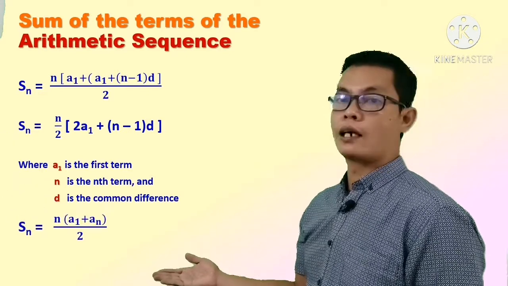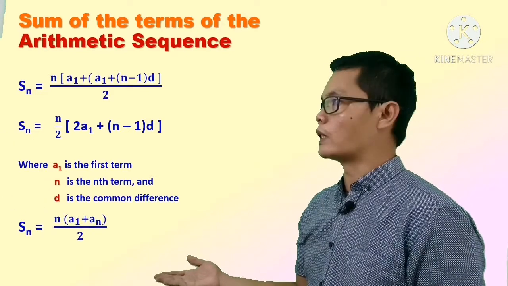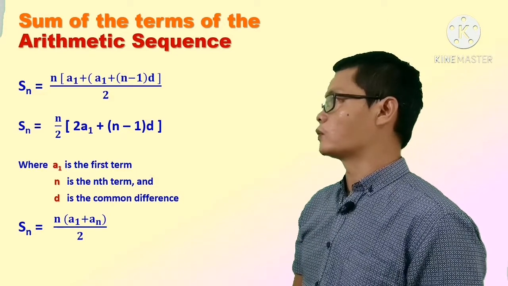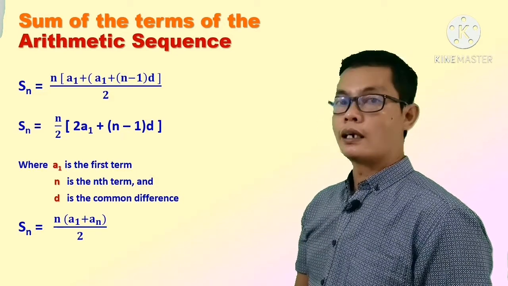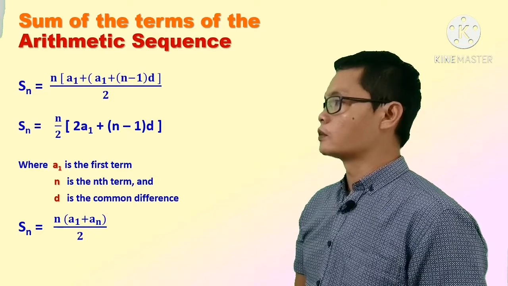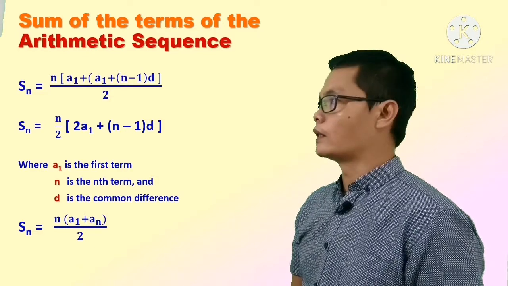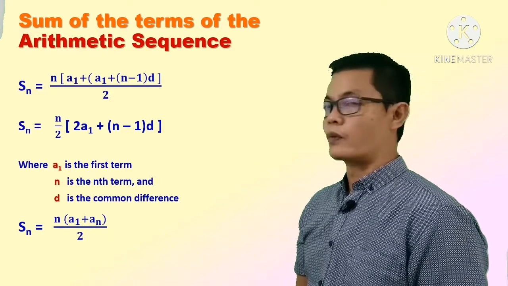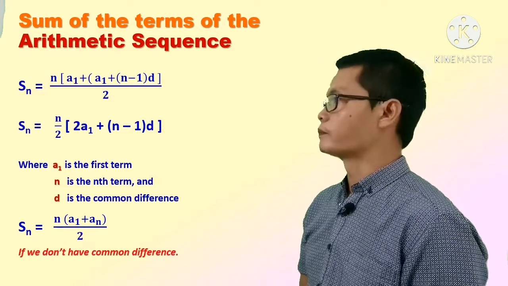If we don't have a common difference, we can use this formula: S sub n, or the sum of the arithmetic sequence, equals n multiplied by the quantity a sub 1 plus a sub n, all over 2. Now, let's have the first example.